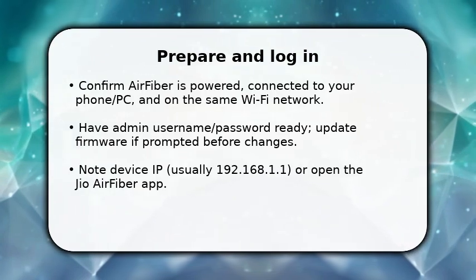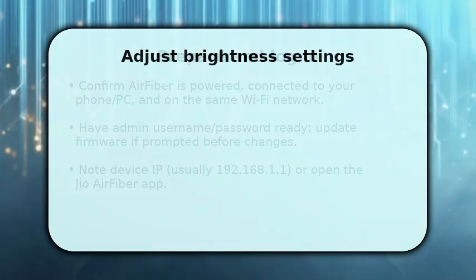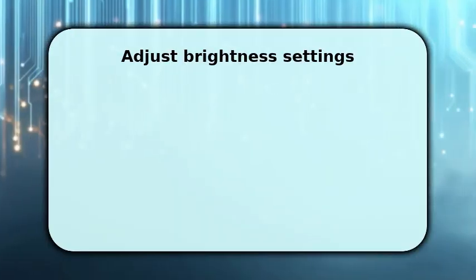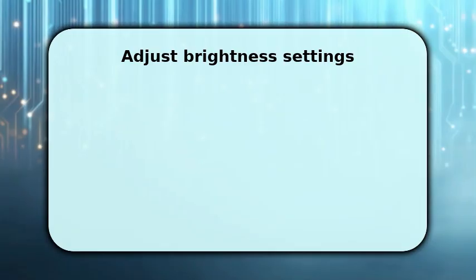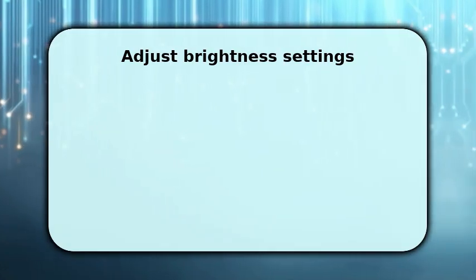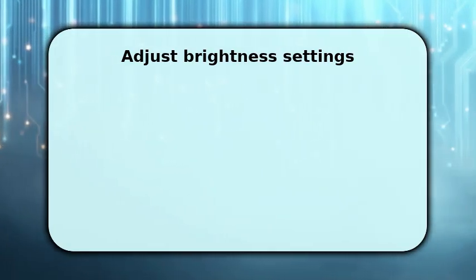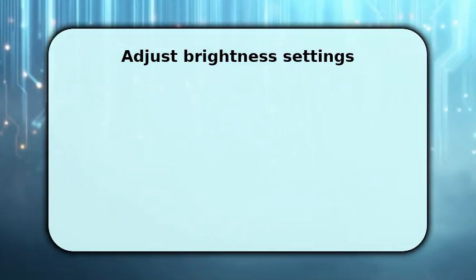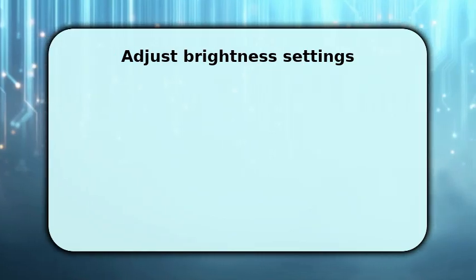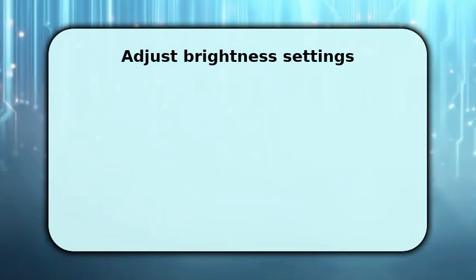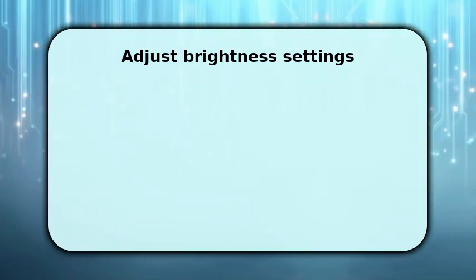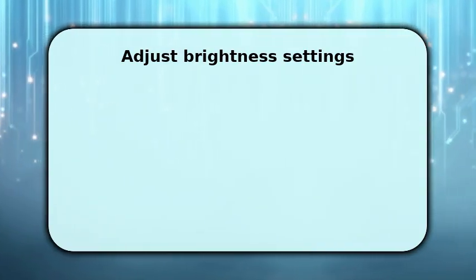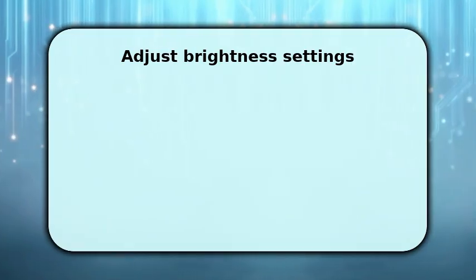Next, navigate to display or LED settings inside the app or web interface. That's where brightness controls live. You'll find a screen or LED brightness slider. Move it in 10% steps so you can observe effects without overshooting. Make sure to disable any power saving, auto dim, or ambient sensors because those will override manual adjustments. If the device has separate LED and screen controls, raise both and then wait a few seconds.